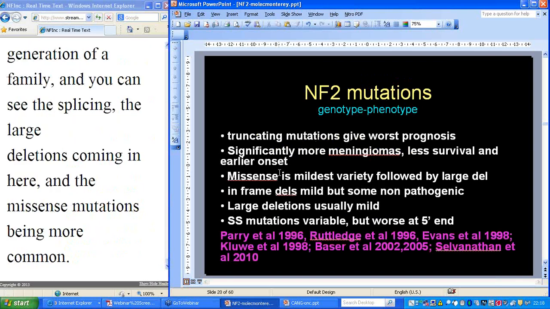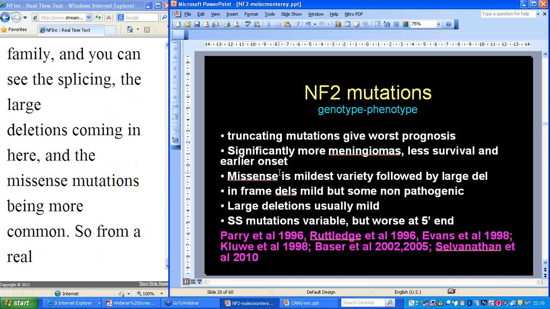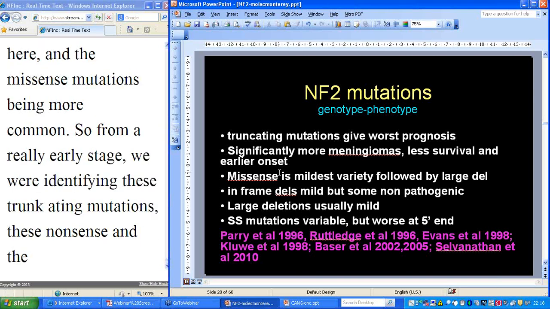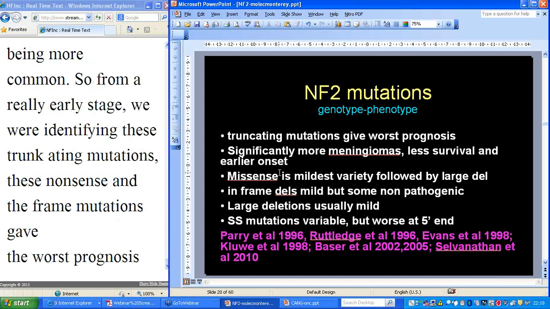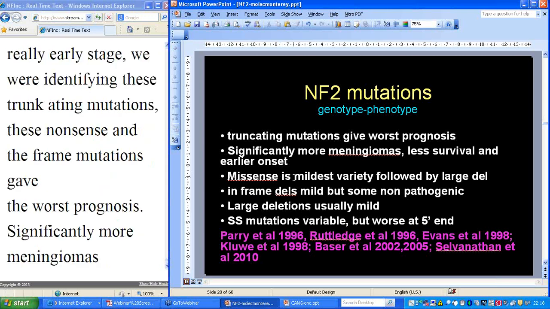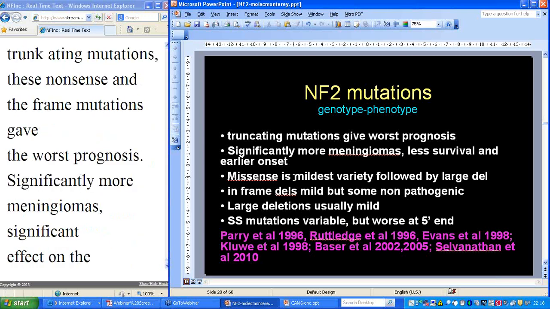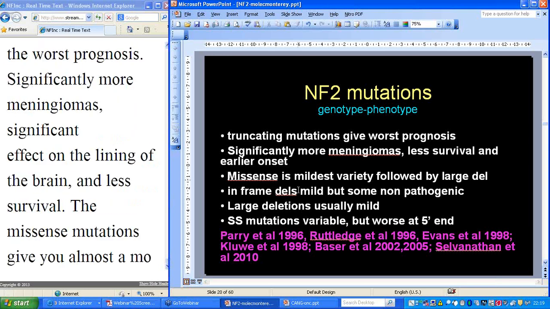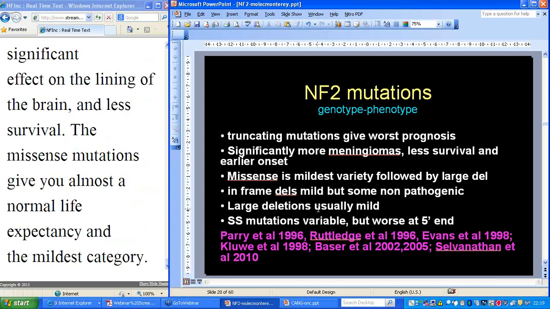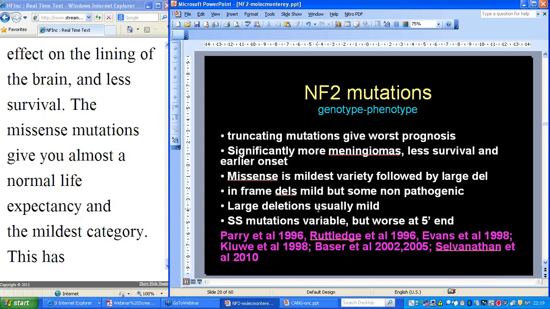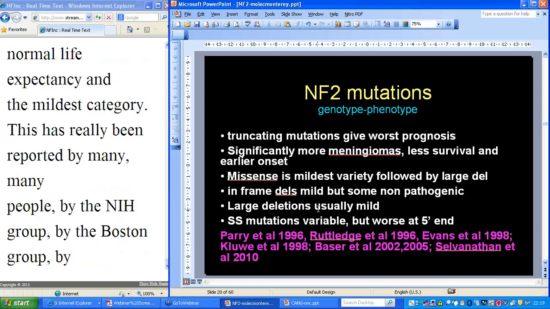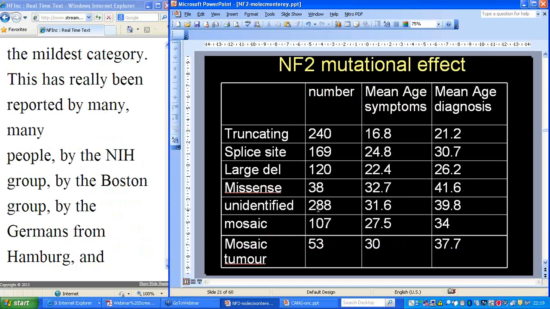So from a really early stage, we were identifying that these truncating mutations, these nonsense and frameshift mutations, gave the worst prognosis. There were significantly more meningiomas, the tumors of the lining of the brain, and also it had an effect on survival. The missense mutations almost give you a normal life expectancy and are the mildest category. And this has really been reported by many, many people, by the NIH group, by the Boston group, by the Germans from Hamburg, and by ourselves as well.